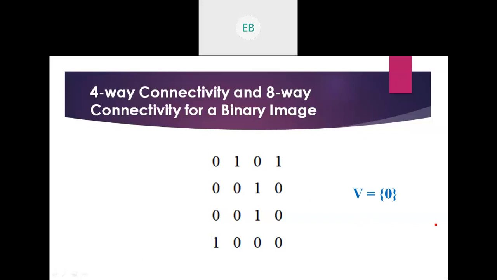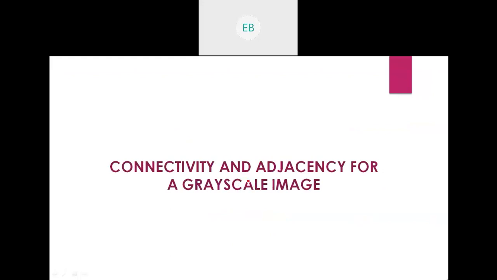Okay, then let's go on to another topic, that is again connectivity and adjacency, but this time for a grayscale image. The case is totally different for a grayscale image. So what is the limit for a grayscale image? For a binary image it is limited to zeros and ones only. So what is the limitation for grayscale? 0 to 255.